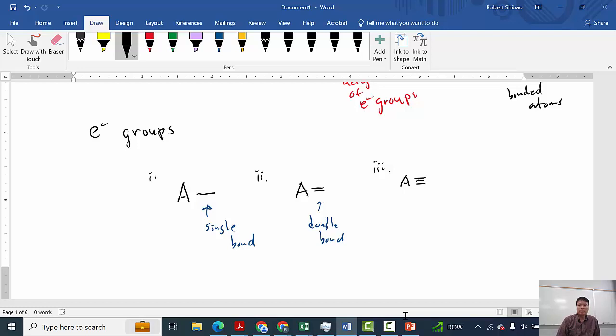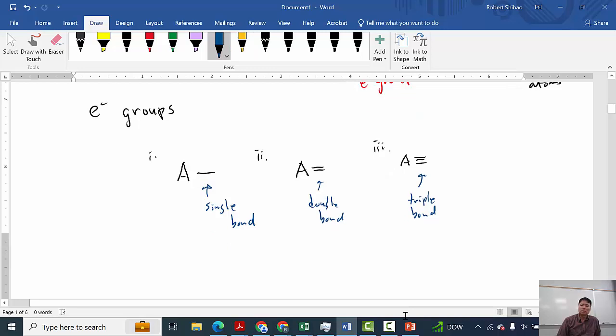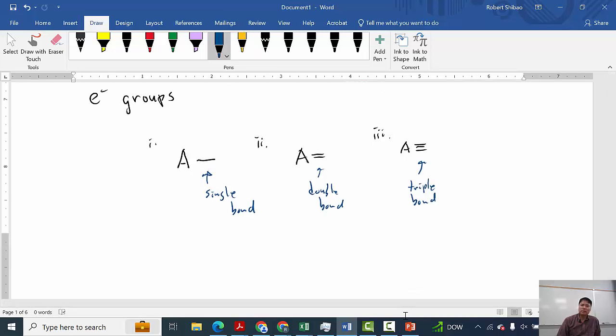And then we could have a triple bond. Triple bond we see in nitrogen, N2. Also cyanide has a triple bond in there. There is such a thing as a quadruple bond, but it's too rare. We're not going to do quadruple bonds, and so we're going to stop at the triple bond. But that's not all of the groups. These are the bonding groups here.